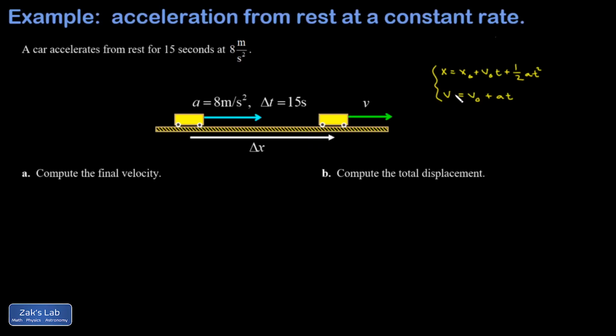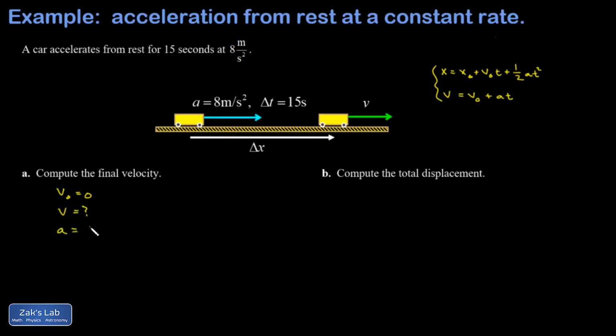There are two others that we aren't going to use here, so I won't mention them, but they're basically algebraic manipulations of these first two. All right, so part A, compute the final velocity. Starting from rest means v naught is equal to 0. We want the final velocity.